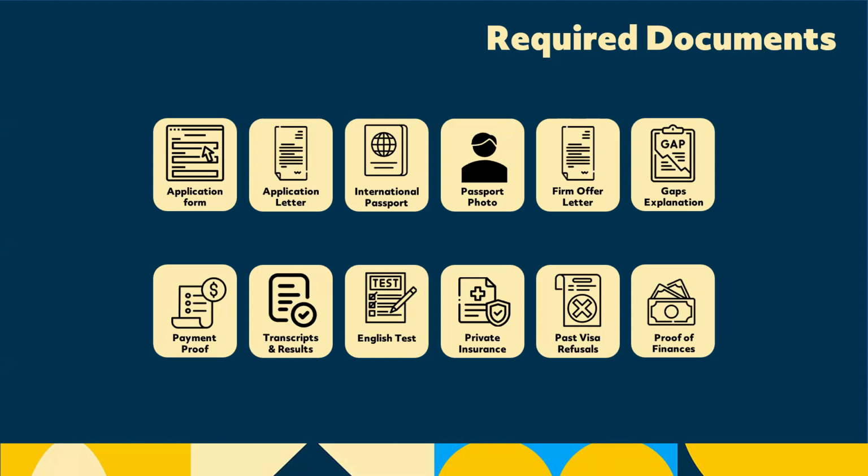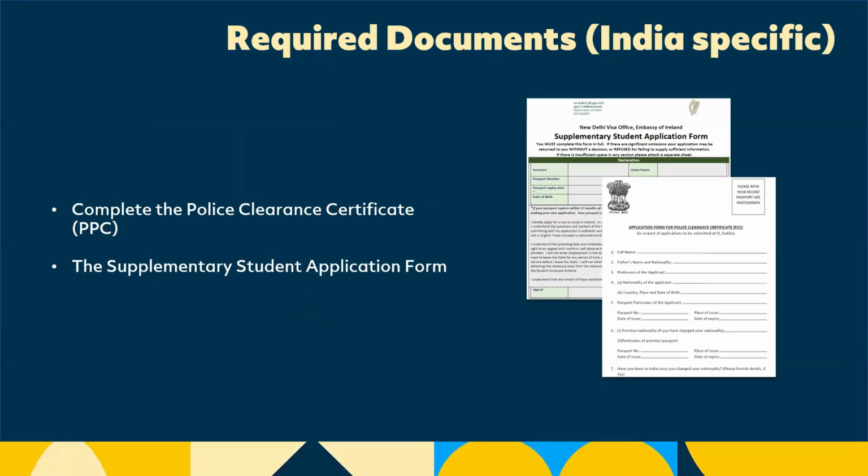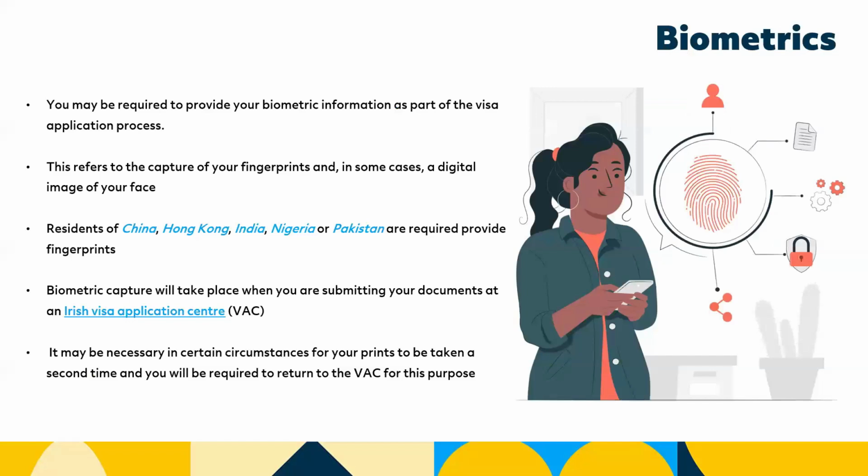Okay. So some additional required documents, particularly for Indian students, would be that they need to complete the police clearance certificate and the supplementary student application form as well. So this one is just specific to a few countries, particularly India. And then, as I mentioned at the start, some of you might also be required to provide biometric information as part of your visa application. So this refers to capture of your fingerprints and in some cases a digital image of your face.